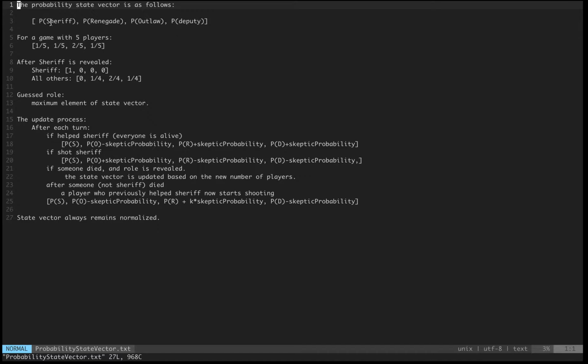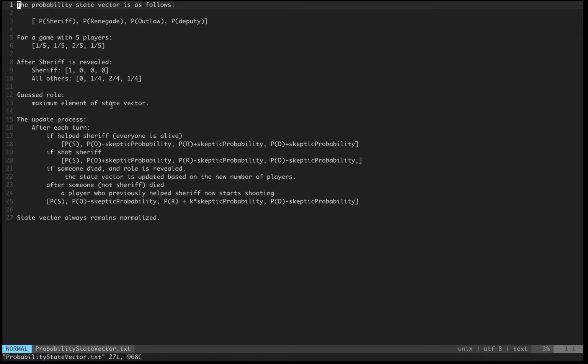of it being a certain role. For example, in a game with 5 players, the probability of the AI being a sheriff is 1/5. The probability of the AI being a renegade is 1/5, and so on. After the sheriff reveals his role, the probability state vector for the sheriff is as follows, and for all the other AIs, it updates to match the new configuration or number of players in this game.